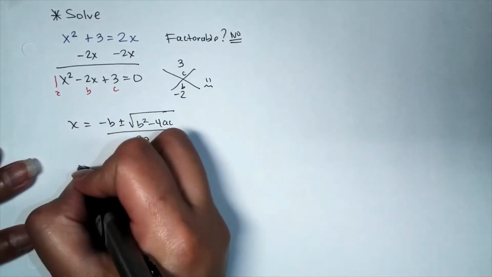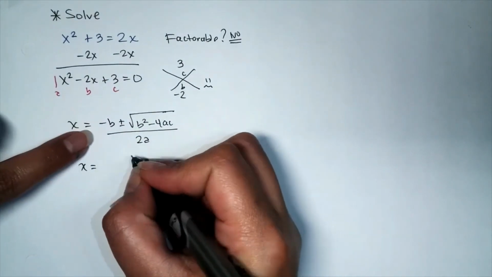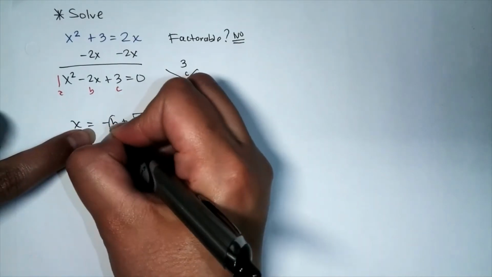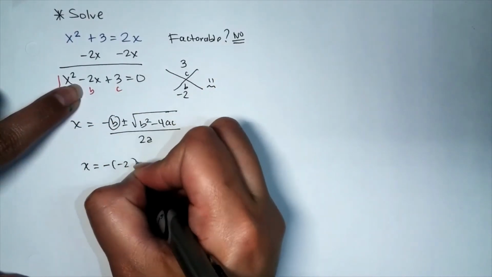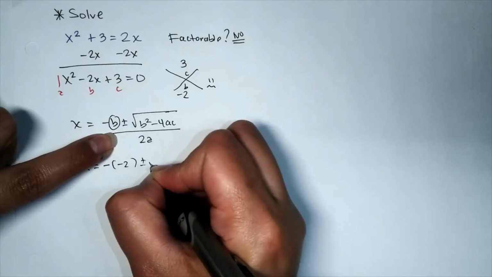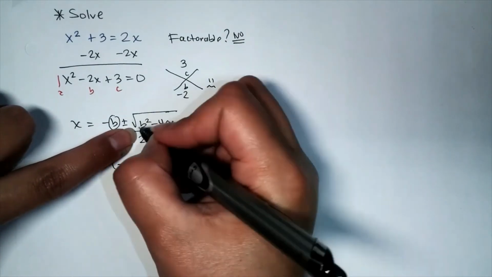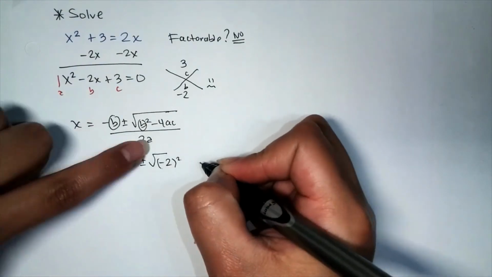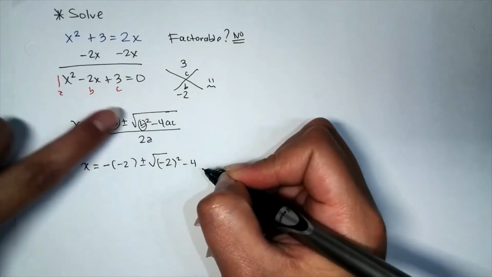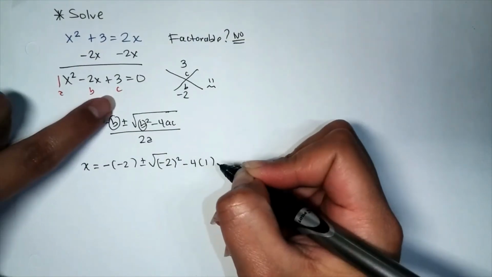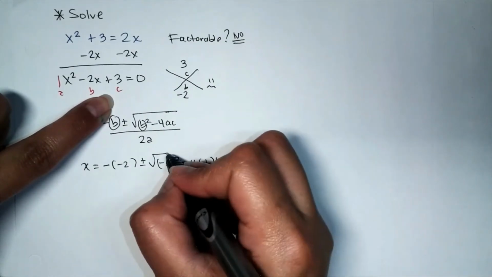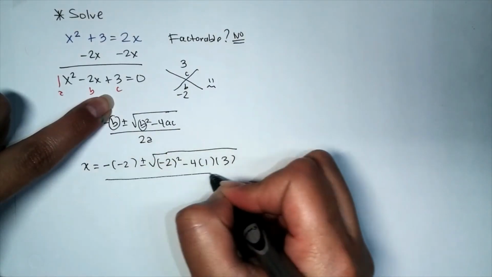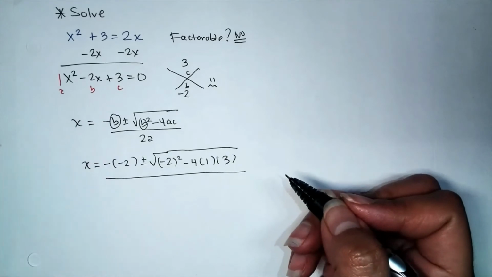So we have x equals opposite b, so we have a negative sign, and the value of b is -2, and then we're going to add or subtract the square root of b squared. Value of b is -2. Let's go ahead and square it. Minus 4 times a, which is 1, times c. So don't forget to pause and rewind as many times as you want. Okay, and that's all over 2a.